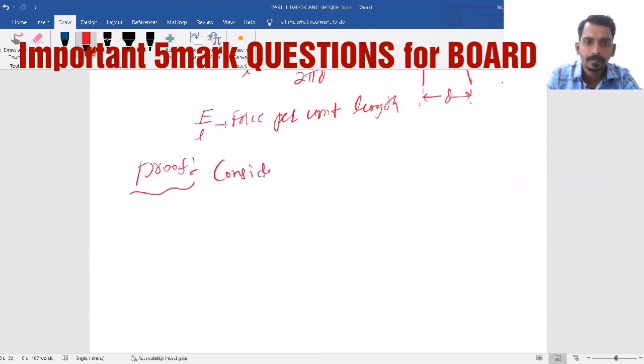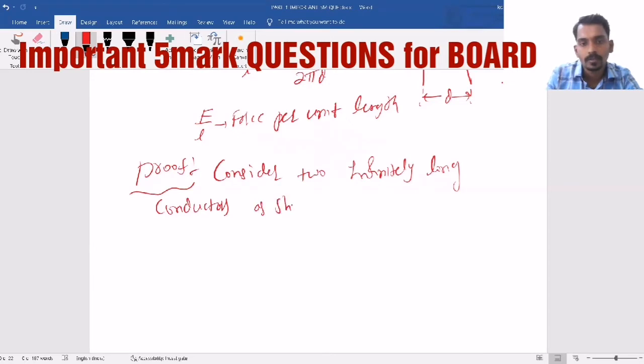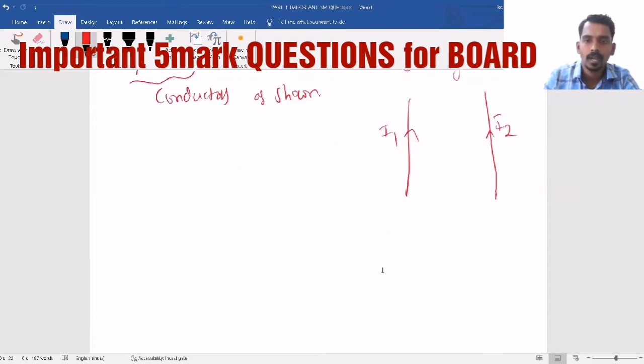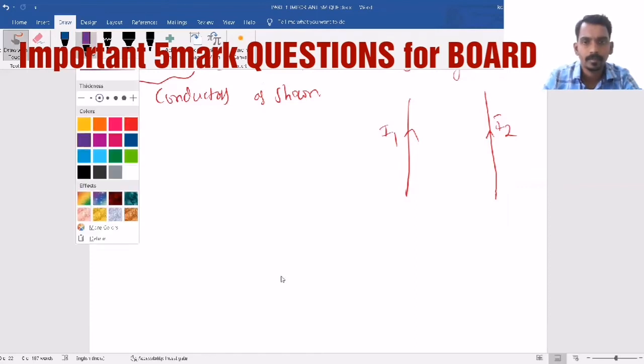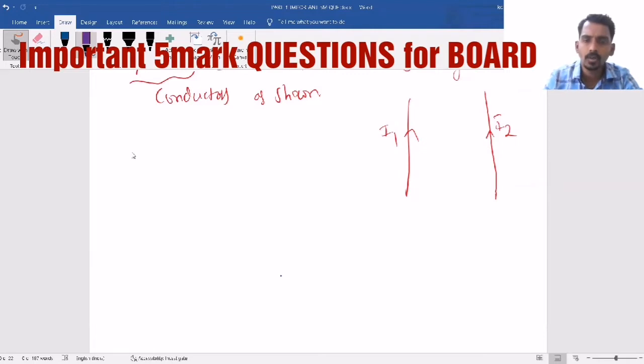Now consider two infinitely long conductors as shown. Like this is one with I1, this is another one with I2. Now what we have to understand is, as there are two current carrying wires, they exert field on each other.